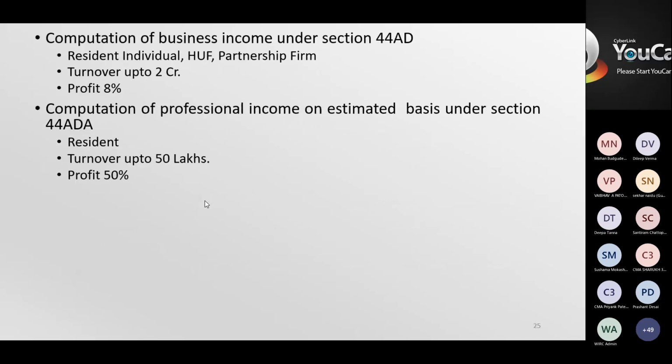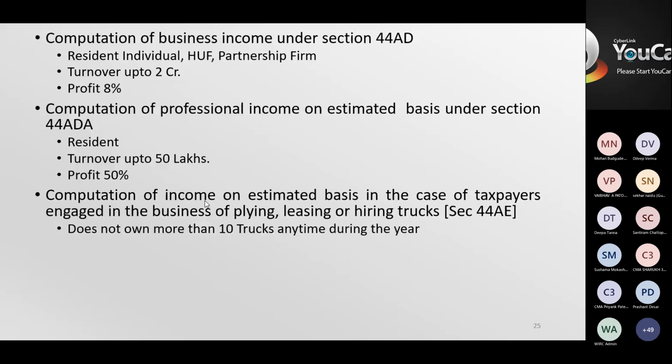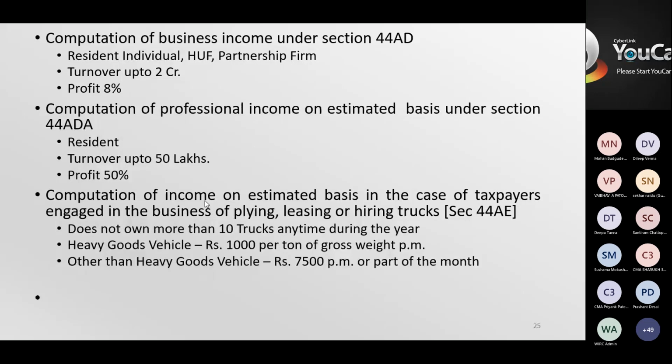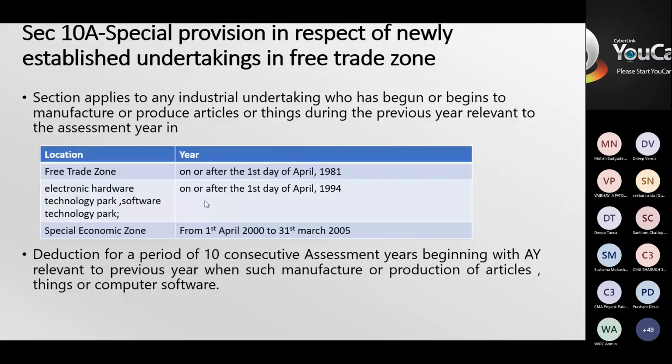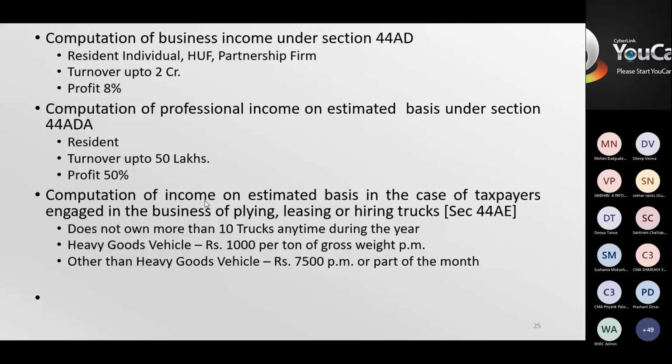A small point about the presumptive taxation. Section 44AD is for resident individuals, HUF and partnership firms having turnover up to 2 crore rupees. They can show 8% as the profit. Similarly, for professionals under 44ADA, those who are resident and have turnover up to 50 lakh can show 50% as profit.